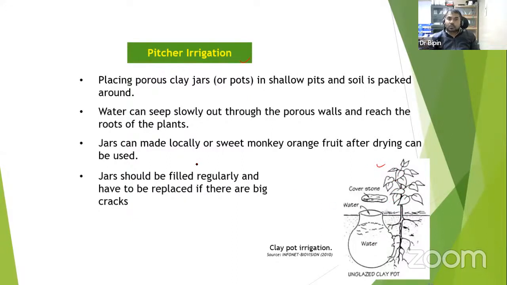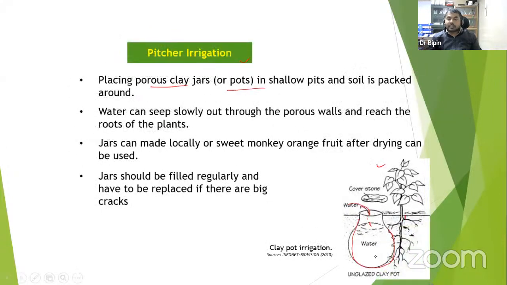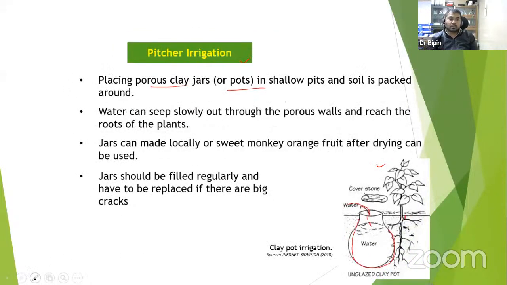What you will do, you just simply place the porous clay jars or pots in shallow soil. Here you need to put a porous clay pit, and you need to apply the water only here. And this will be on the side of the plant where the trees are growing. So you are applying the water, and then again you have to cover. So what happened? Slowly water will go and become available to the plant root.